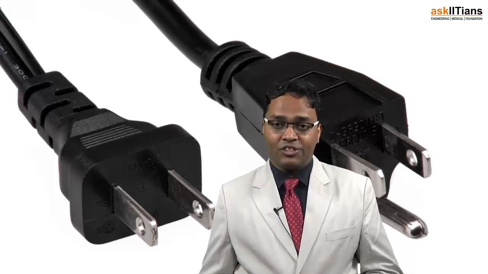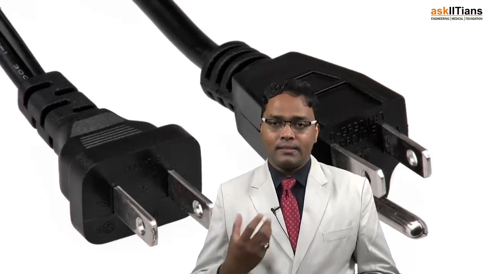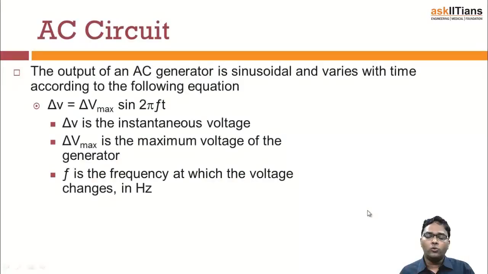R means a resistance in an alternating circuit. Let's get on to it. In our last part, we just introduced what exactly an alternating current is. Now we go further into that and try to understand the generation of alternating current and so on.